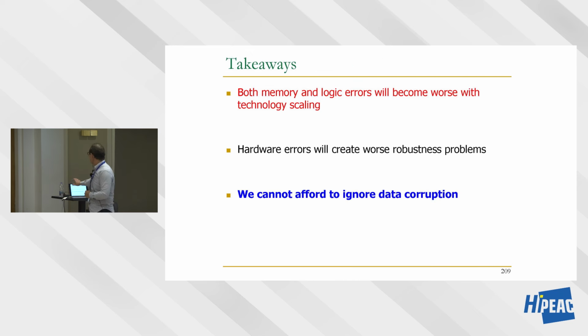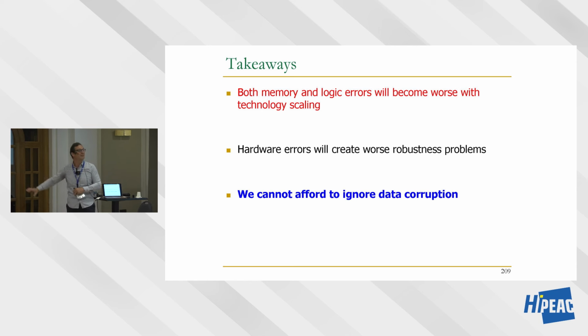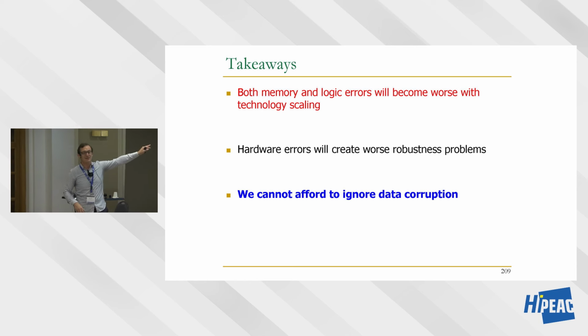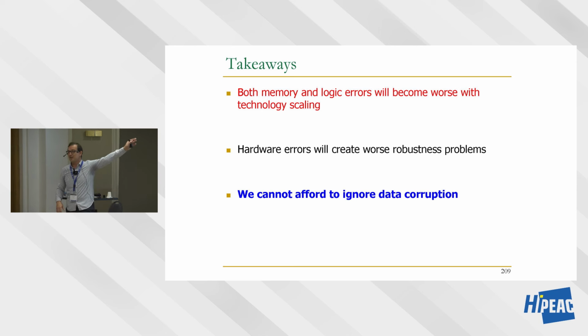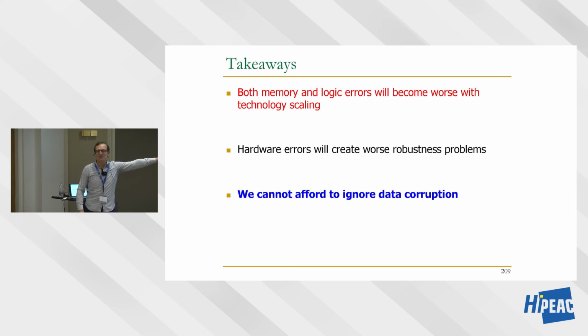Maybe I will end with this slide. So I think both memory and logic errors will become worse with technology scaling. Memory has become worse much earlier, in my opinion. And these errors will create robustness problems that could be exploited for security attacks, but also for safety problems. And I think in the end, I will summarize it this way. We cannot afford to ignore data corruption. You may think you can ignore it. If you can control it, maybe you can ignore it, but if you cannot control it, which is the case in almost all of these, you cannot ignore it.